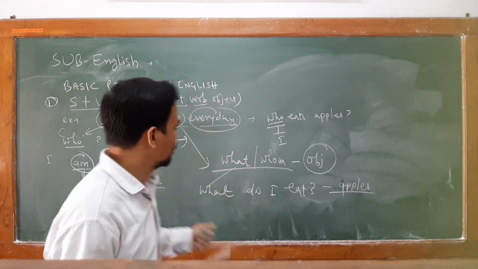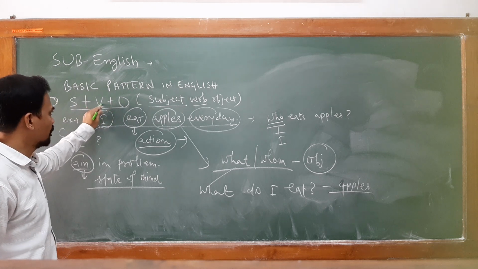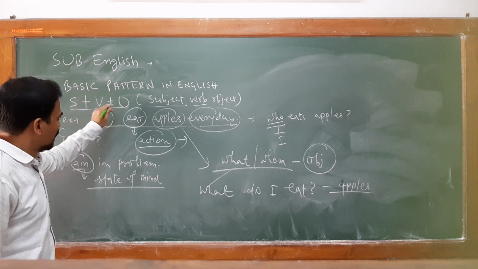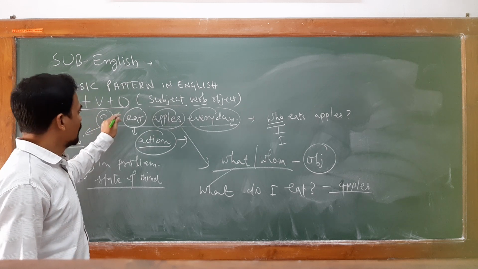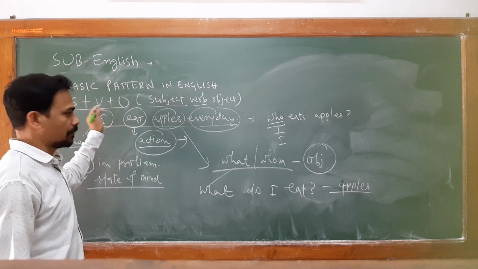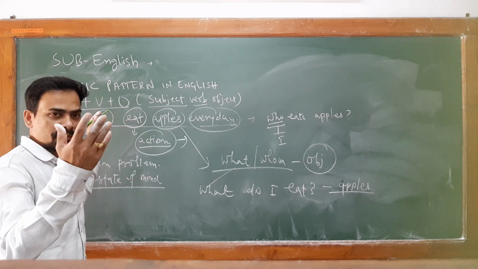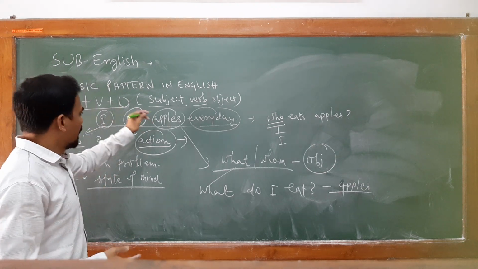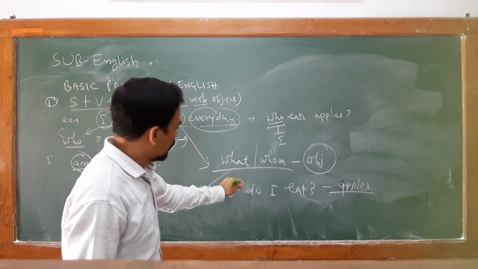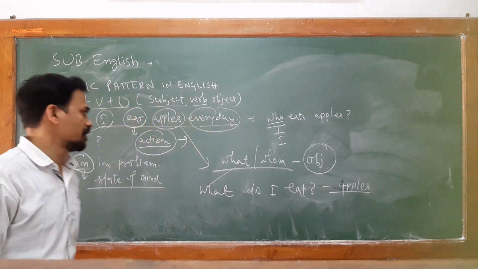So this is the first basic pattern actually: SVO, subject, verb, object. By using who, you draw your subject. An action word is immediately used after the subject or pronoun; this can be a verb. A verb can denote not only action, it can also denote state of mind. Apples, this is your object. By using what, we got the object.